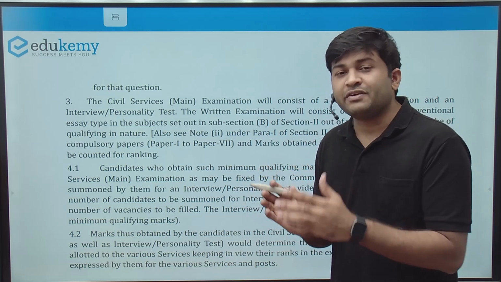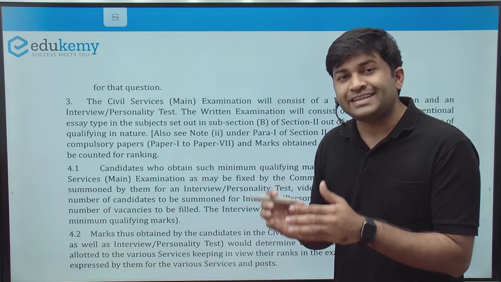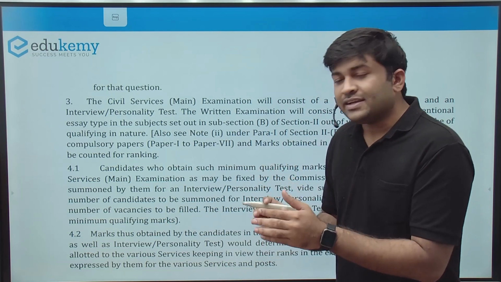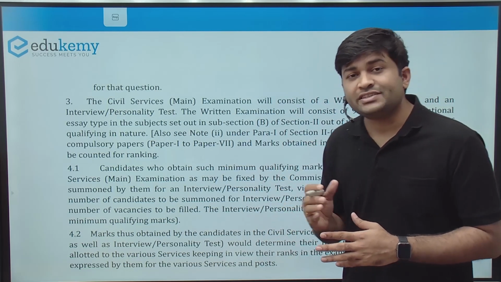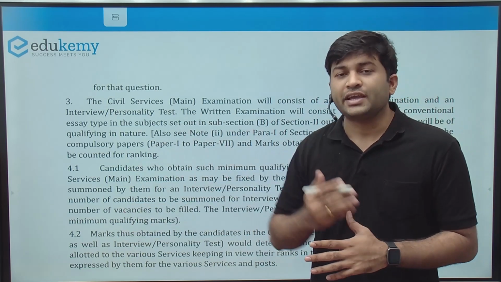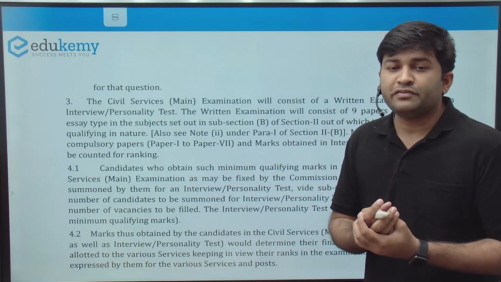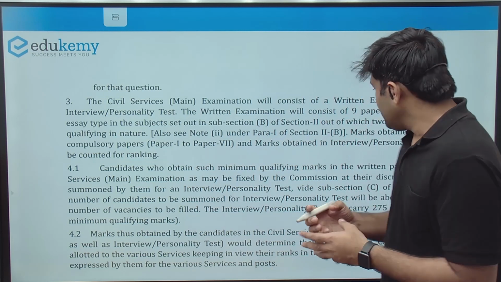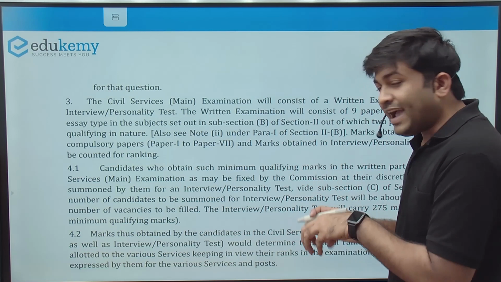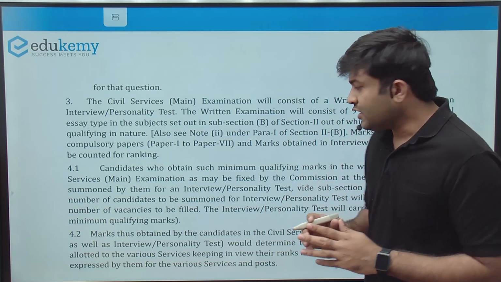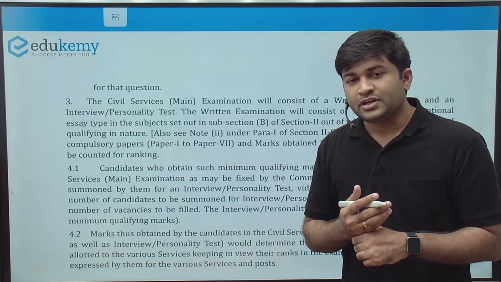Yes, these 7 papers are the ones which determine your marks in the main examination, and the minimum level you are getting in these 7 papers will determine if you are appearing for the interview. Now, candidates who obtain such minimum qualifying level in the written part of the main examination as fixed by the commission will be appearing for the interview part.